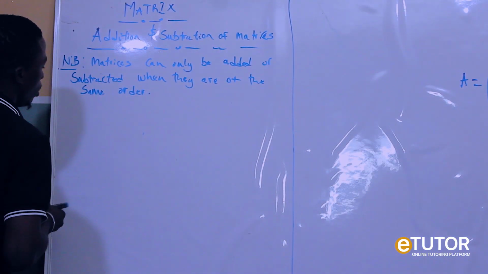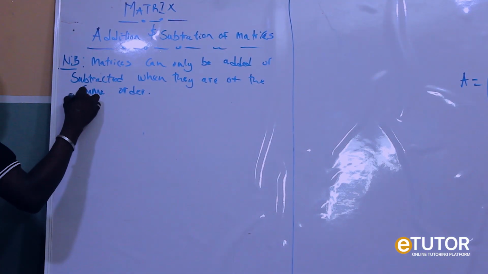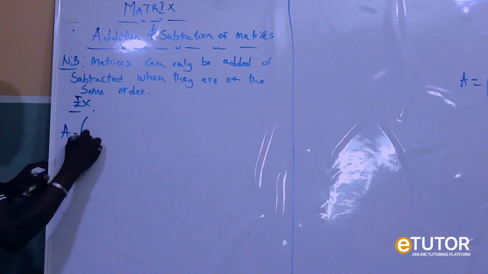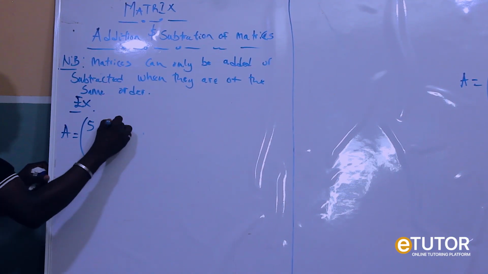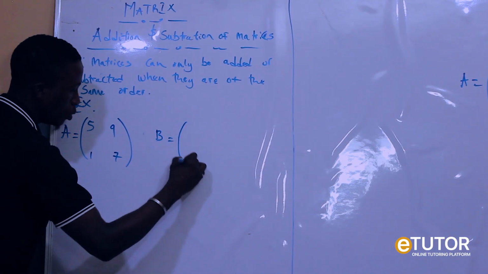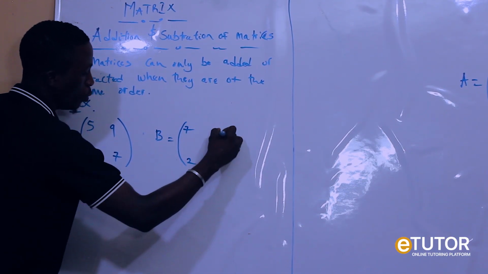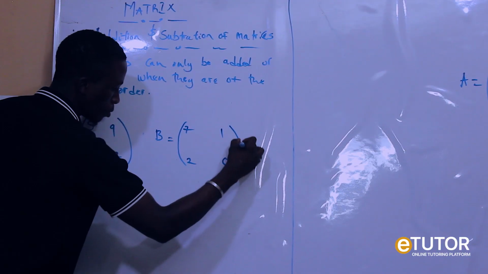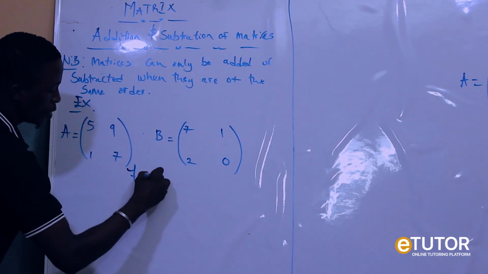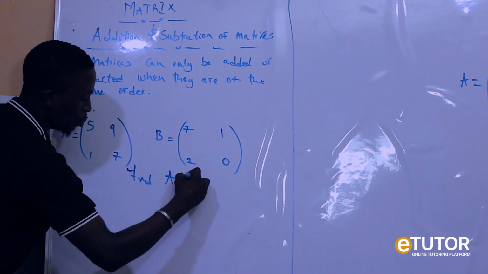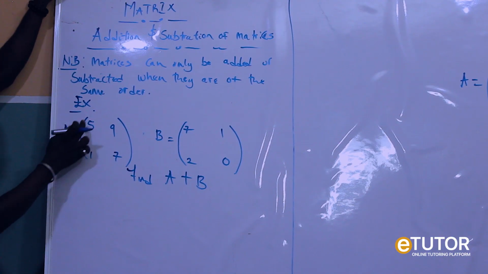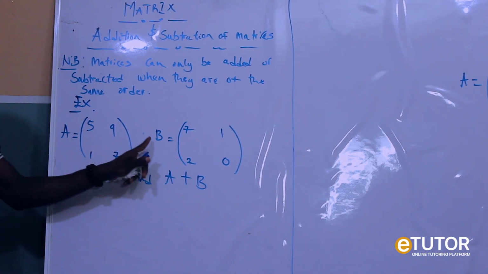So here now, let's have an example on this. Let's say you have a matrix A equal to 5, 1, 9, 7, and a matrix B equal to 7, 2, 1, 0. And you're asked to find A plus B. Now, we are given A here to be 5, 9, 1, 7, and B to be what?